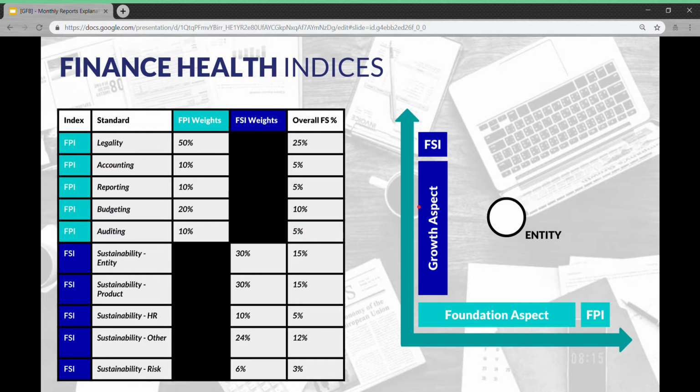Alright. Now the one at the right is the FPI and FSI, how we're going to view and compare the different entities. So FPI is the foundation aspect, while FSI is the growth aspect.